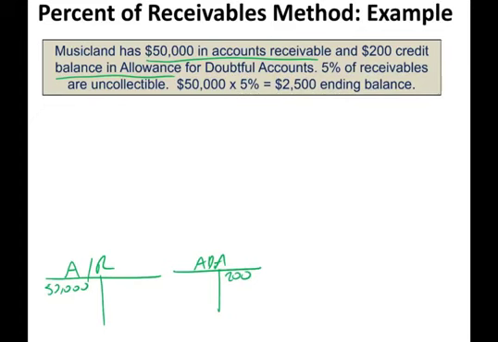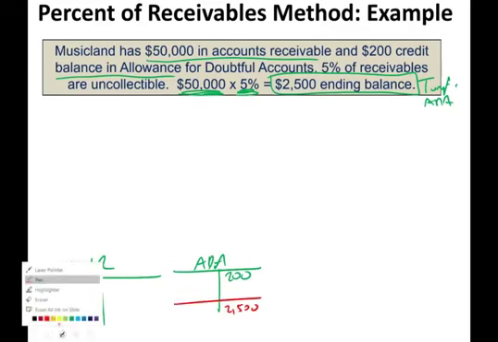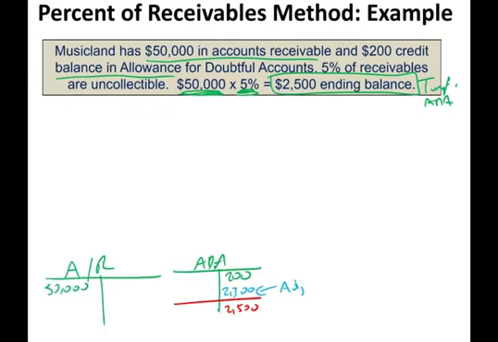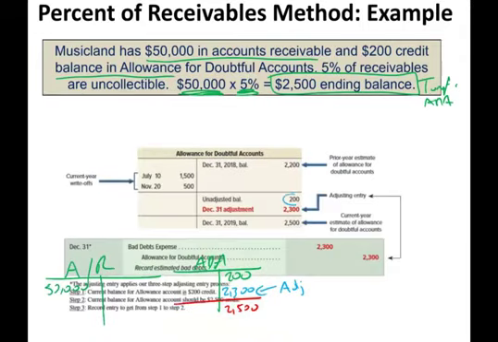How do we compute our adjustment? Step one, we take the accounts receivable times 5% to get the ending balance. This is what I call the target in ADA. It means I need to have a balance of 2,500 in ADA. If I need a balance of 2,500, all I need is 2,300. So this is my adjustment. This is my prior balance. I need a balance of 2,500. My adjustment is only 2,300.